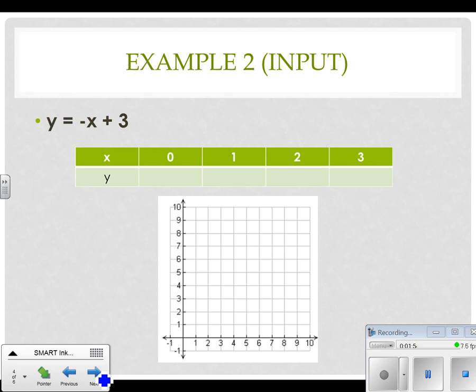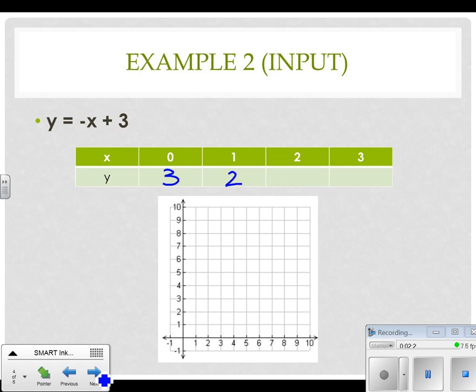We're going to take the equation here in number 2, y equals the opposite of x plus 3. When that negative sign is in front of the x, that means the opposite of x. So we're making a table, and then we're going to graph our solutions on a graph. So we're going to replace the x with 0. The opposite of 0 is 0, and 0 plus 3 is 3. Replace the x with 1. The opposite of 1 is negative 1, and negative 1 plus 3 is 2.